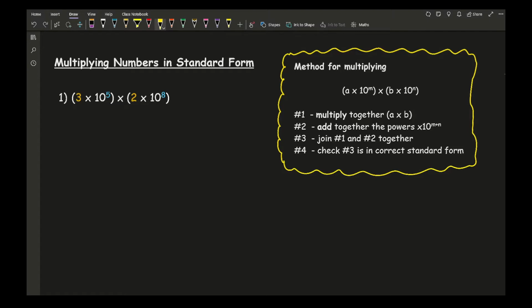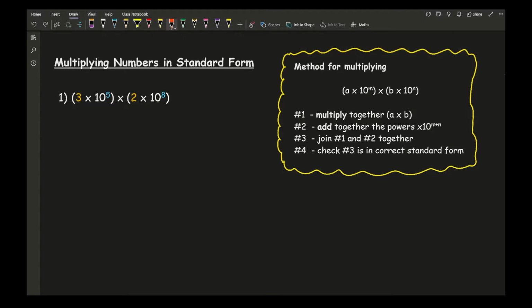Now if we look at any question that's being multiplied, so for example question 1, where it says (3 × 10^5) × (2 × 10^8), the important thing you've got to recognize is there's only 2 numbers in this particular question. You might think to yourself, hang on a second, there's 4 numbers being multiplied, but in fact there are 2 numbers being multiplied, and that is why it's been represented in brackets.